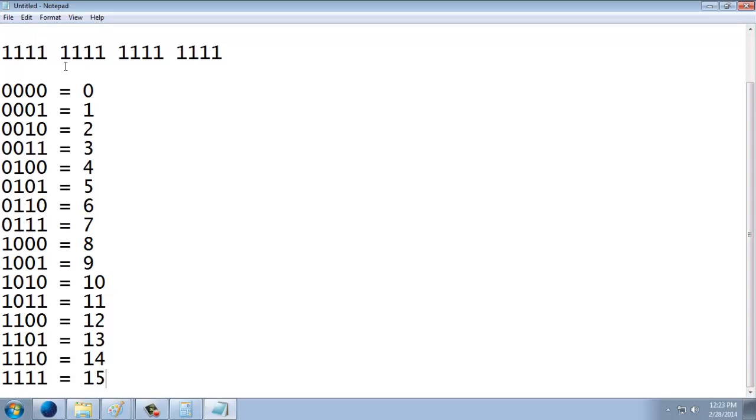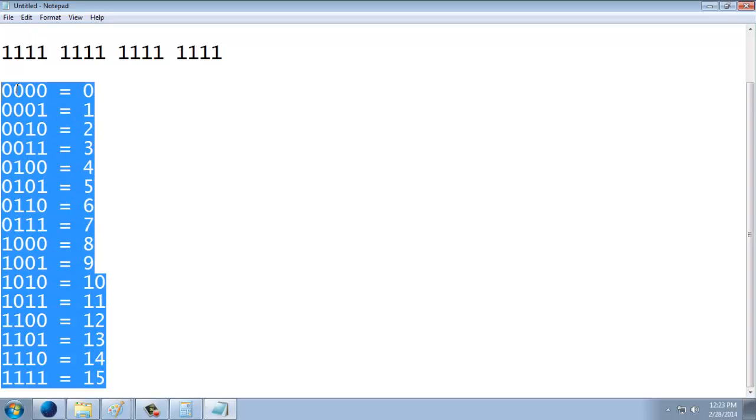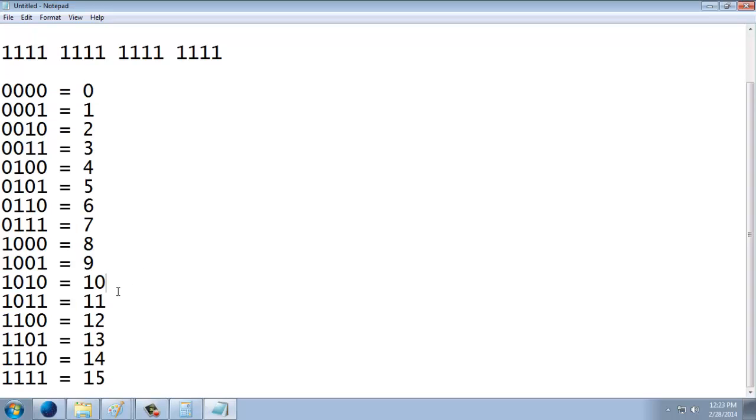Okay, so using a 4-bit binary number, we can make 16 numbers, 0 to 15. We can make totally how many numbers? 16 numbers, correct? What is the maximum possible value? 15. You understand this concept clearly?